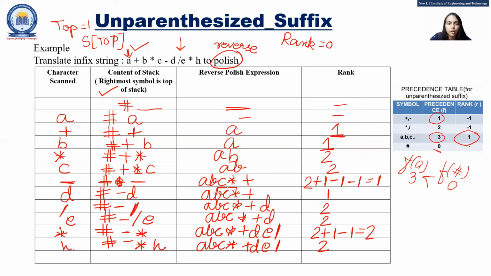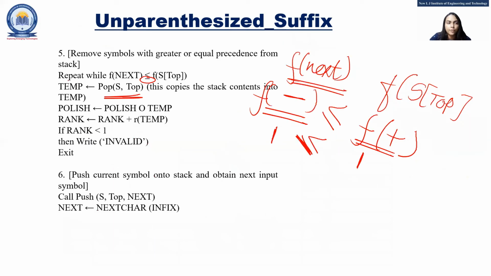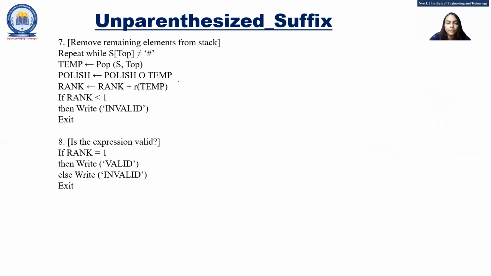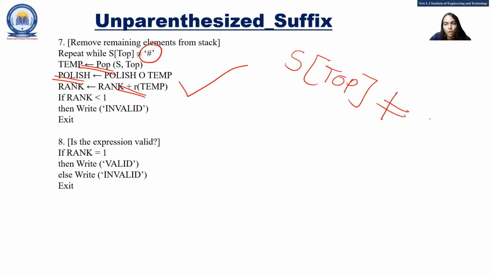Now students, we have come to an end, right? We don't have any next element. In that scenario, we are completed with step 5 and step 6. Now we don't have a next character. So what we have to do when we don't have a next character is pop everything out, add it to the Polish notation, and change the rank till we encounter hash. Can you see? S of top, if it is not equal to hash, keep on popping.